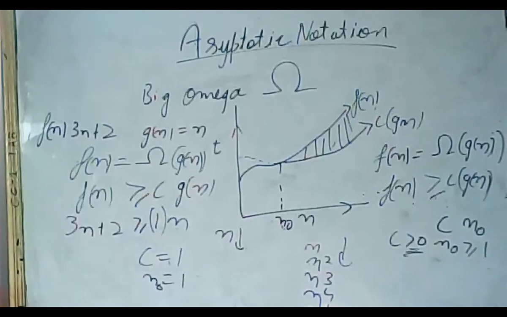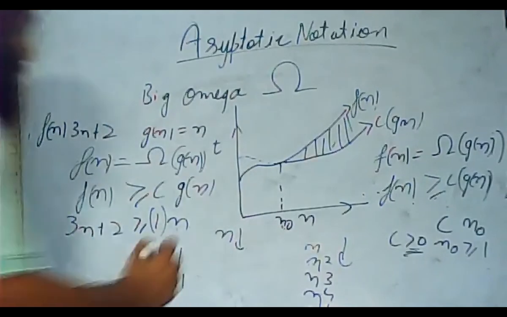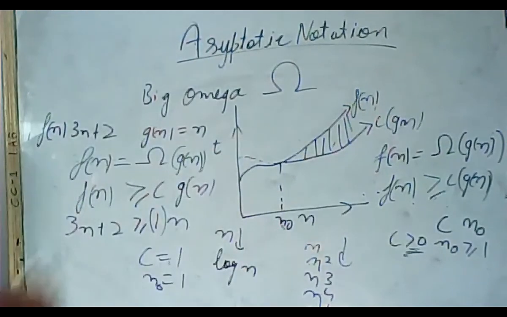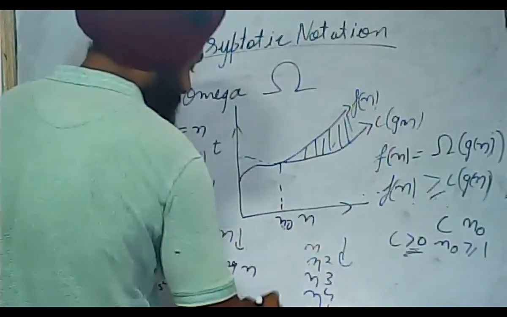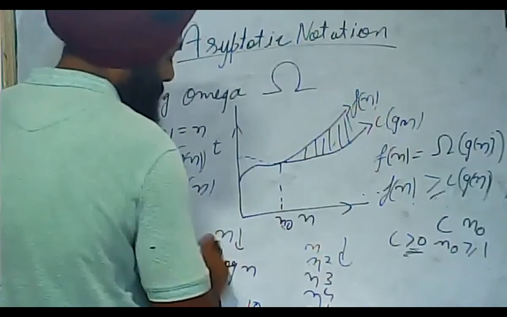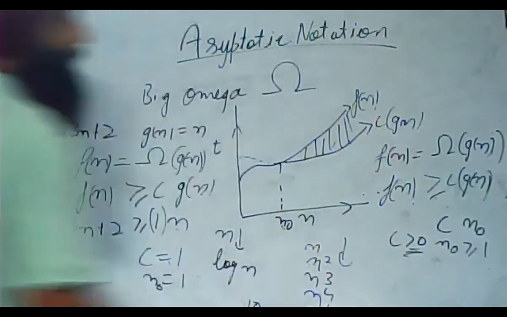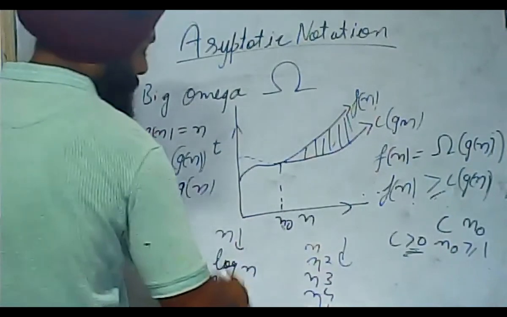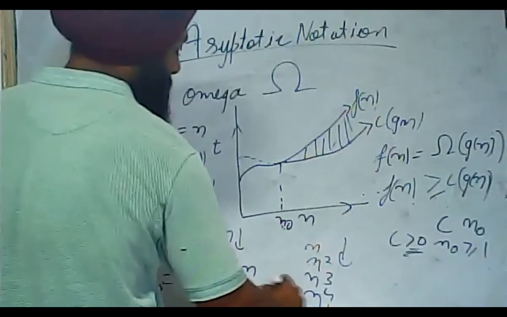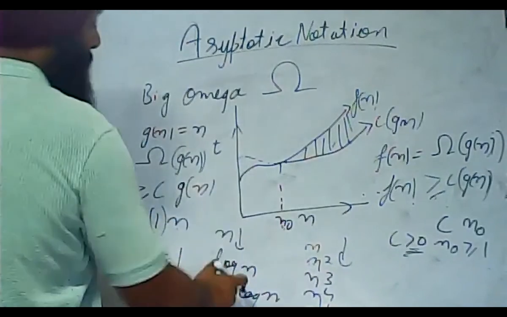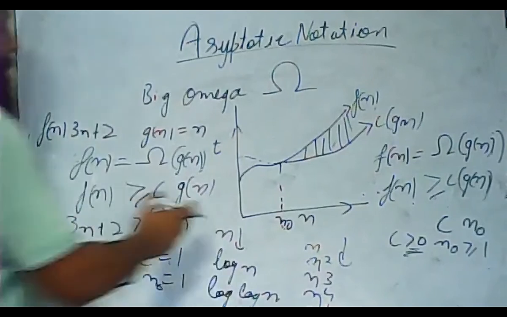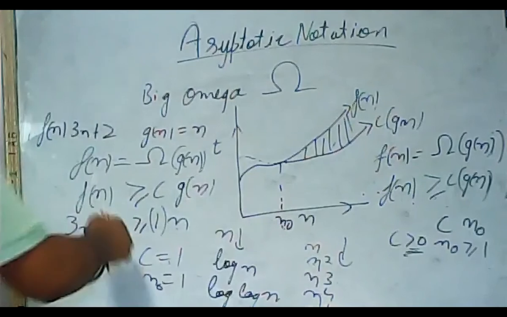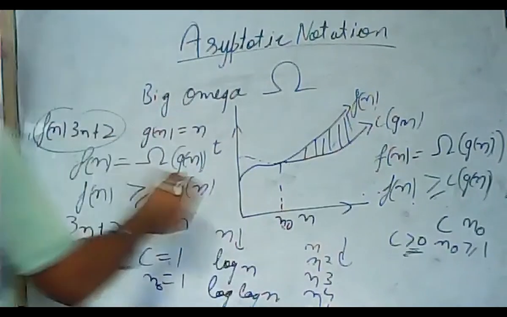What is lower than n? That is log n. Log n is a lower value than n. You can check it. If I put 10 in n, it will be 10. But what is the value of log 10? That is 1. So anything lower than n will also satisfy this condition, but we need to find the tightest lower bound. So this n is satisfying this condition in lower bound.